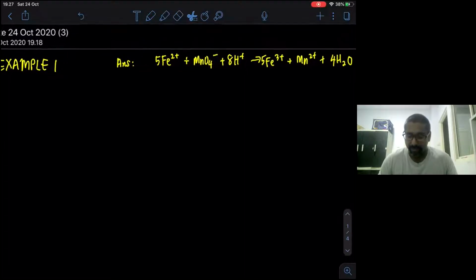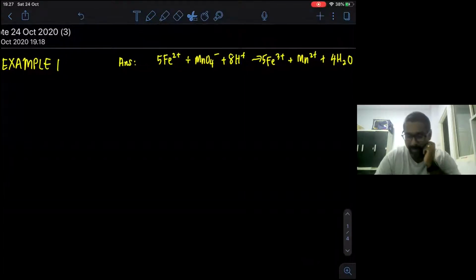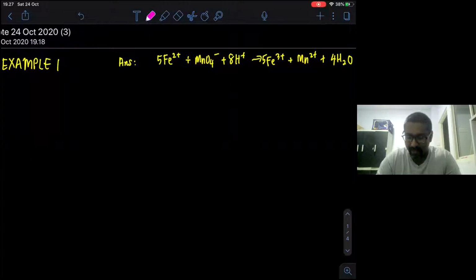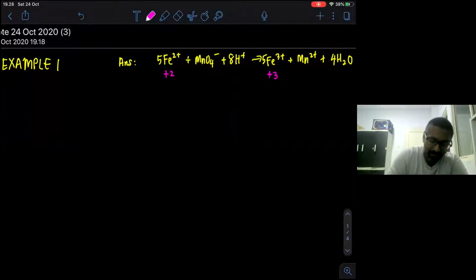Here we are going to try to balance this equation, and the answers are there so that later we can compare our answers. Whenever you have an equation, it is very important to see what we want to do. Basically, we need to find out which one is going to be oxidized and which one is going to be reduced. Please calculate this yourself. The oxidation number of this Fe is +2, and this is +3.